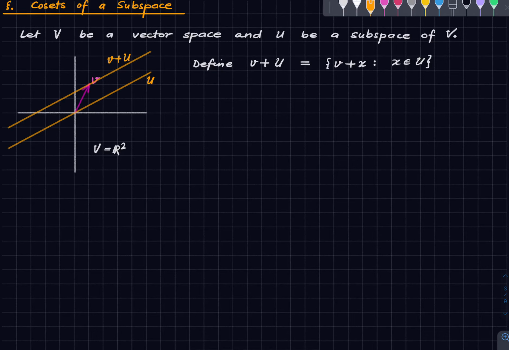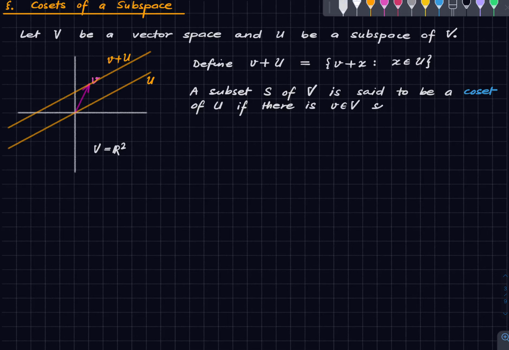Okay, and now we can define a coset. A subset S of V is said to be a coset of U if there is some vector v such that the subset S is v plus U. So a subset S of V is said to be a coset of U if it is a translate of U, in natural language.